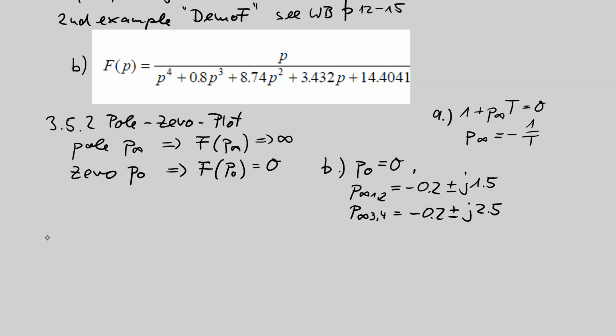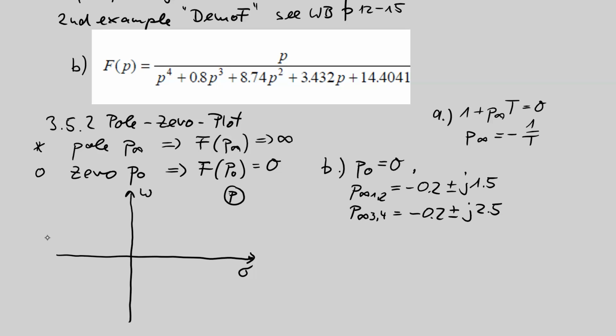In the drawing, a pole is marked with an asterisk, this cross sign, and a zero is marked with a small circle. And the display is done in the p-plane. P-plane means here we note the complex p-value, so the horizontal axis is the real part of p, the sigma, and the vertical axis is the omega.